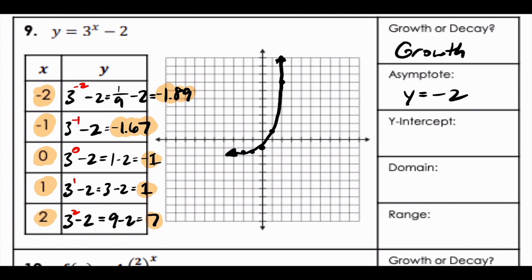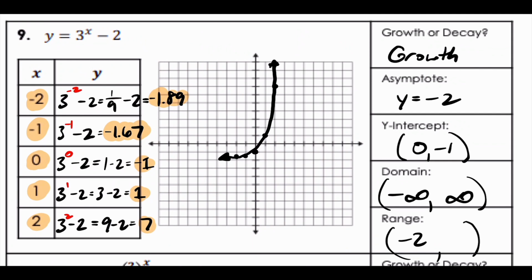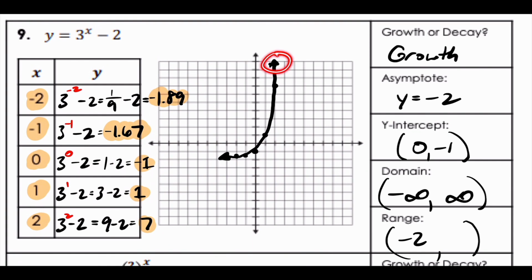All right. Y-intercept, it crosses at 0, -1. Domain is always the same: -infinity to +infinity. The range, bottom to top. We said the bottom was at -2. And the top doesn't have a top because that guy's going up and up and up forever and ever. So we say +infinity.